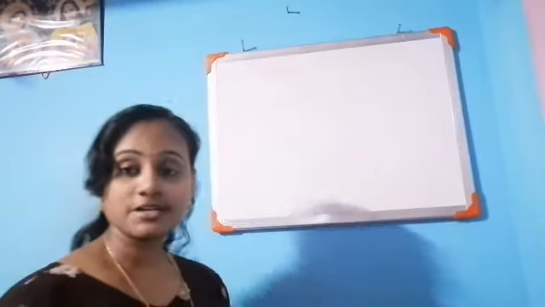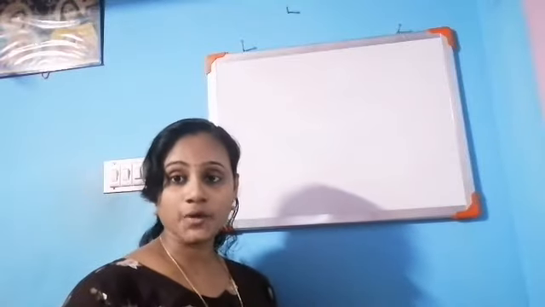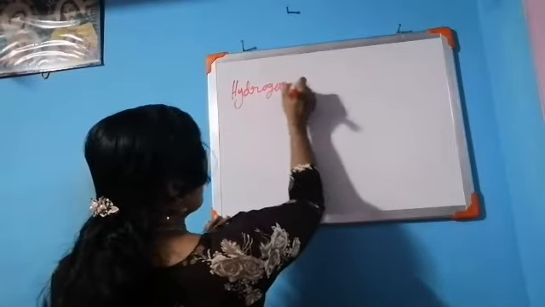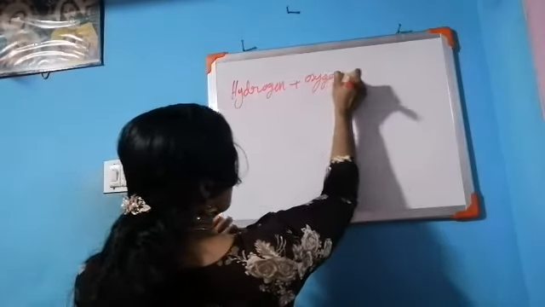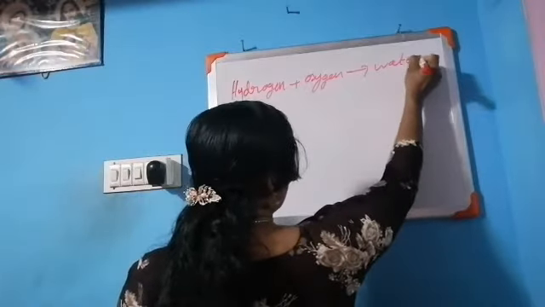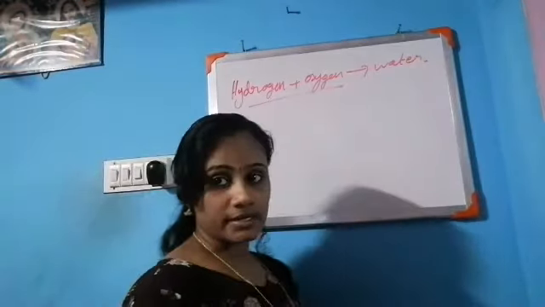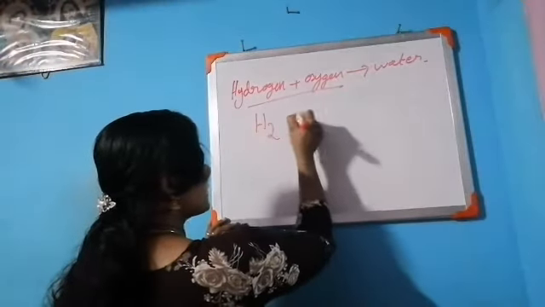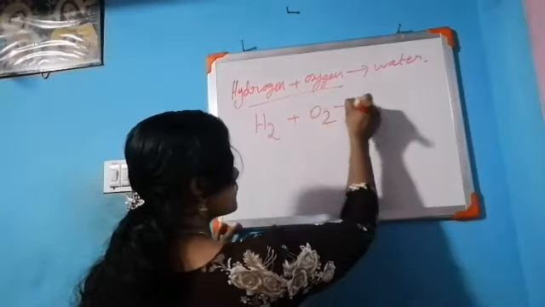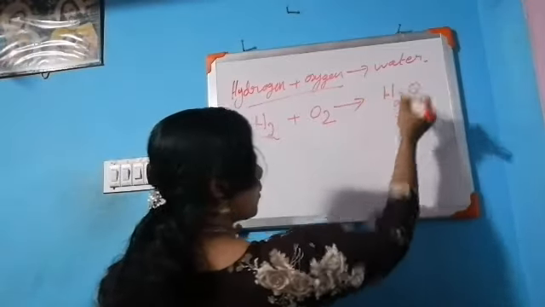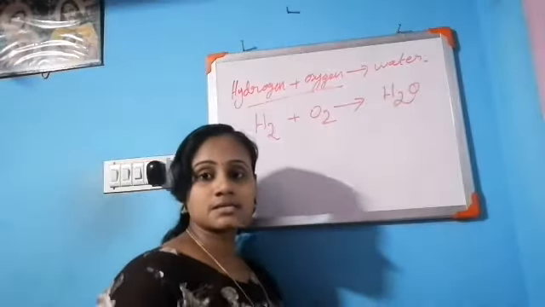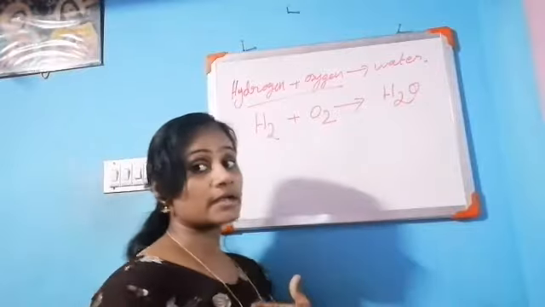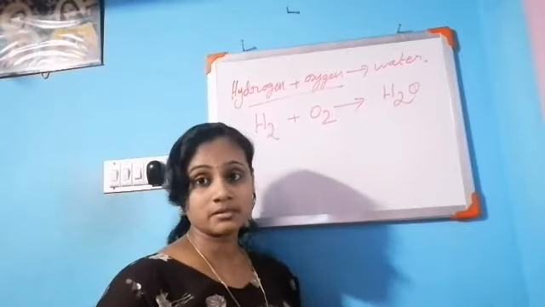Next example: hydrogen reacts with oxygen to form water. Hydrogen and oxygen are the reactants. Both are diatomic molecules. So hydrogen H2 plus oxygen O2 to form water, formula H2O. Okay, is this the balanced equation? No, it is not a balanced equation. How can we identify that it is not a balanced equation?